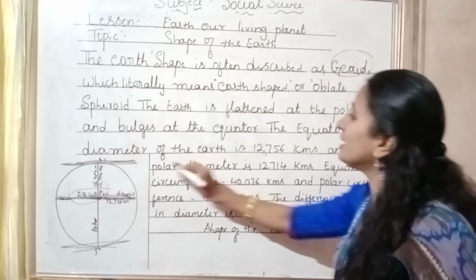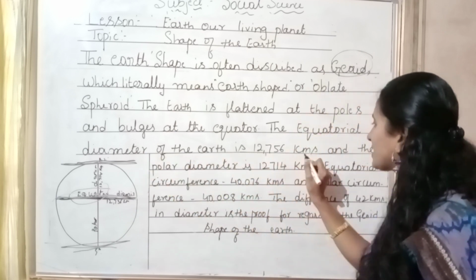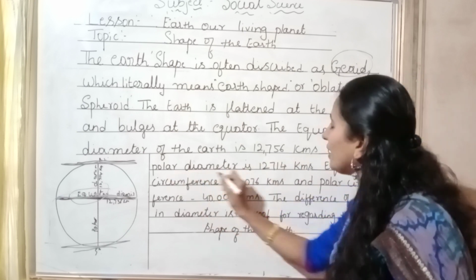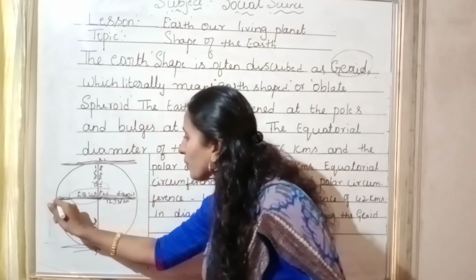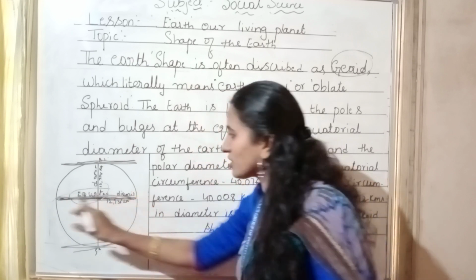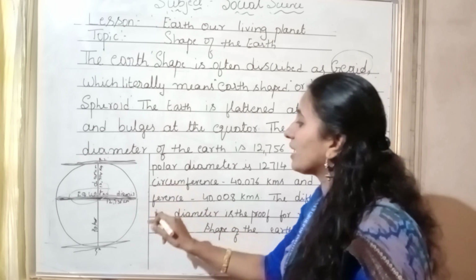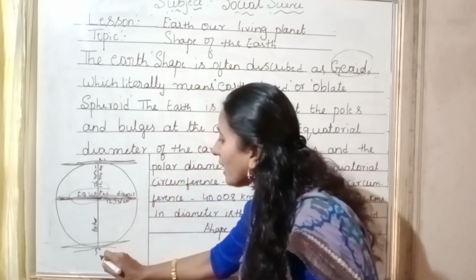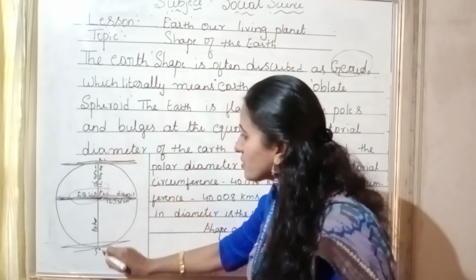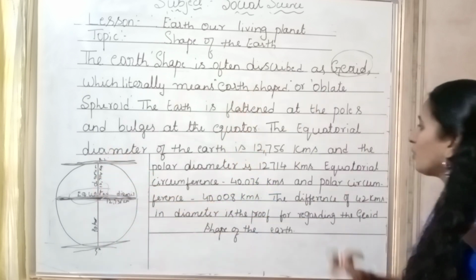The equatorial diameter of the Earth is 12,756 kilometers and the polar diameter is 12,714 kilometers. The equatorial diameter, what we have, children, from here to this distance, the equatorial diameter is there. It is 12,756 kilometers, you can find that. And from the North Pole to the South Pole, if you observe, 12,714 kilometers is there. So you can observe that a lot of difference is there.